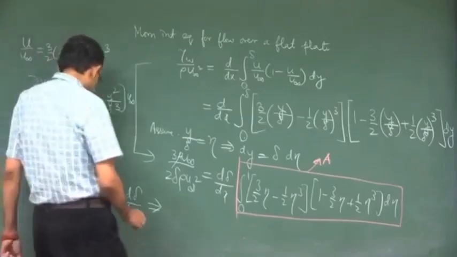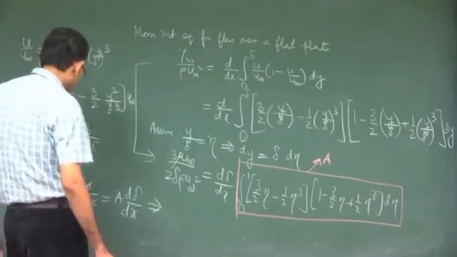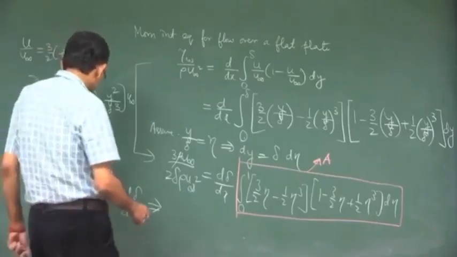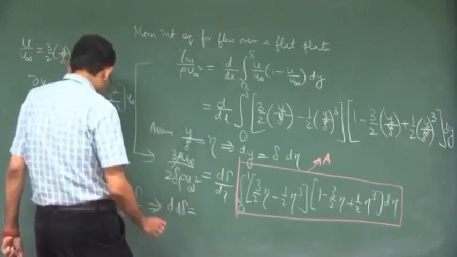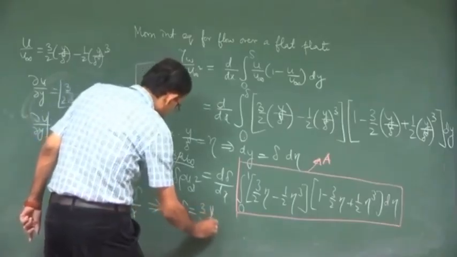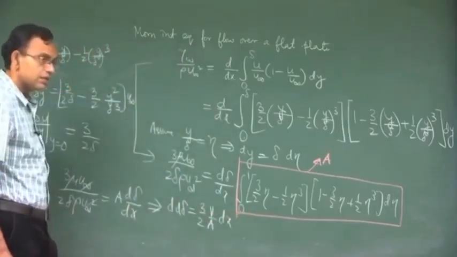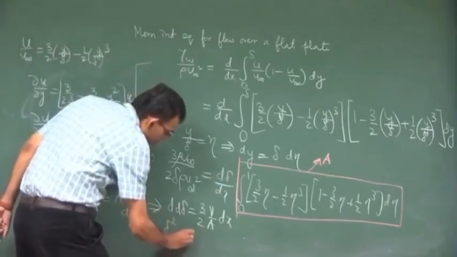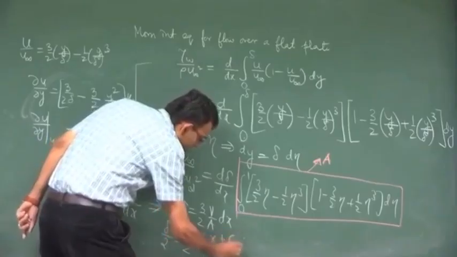That means you can now cancel u infinity, mu by rho will become nu. So, delta d delta is equal to 3 by 2 nu by a dx, right. So, if you integrate this, delta square by 2 is equal to 3 by 2 nu by a x plus a constant c.